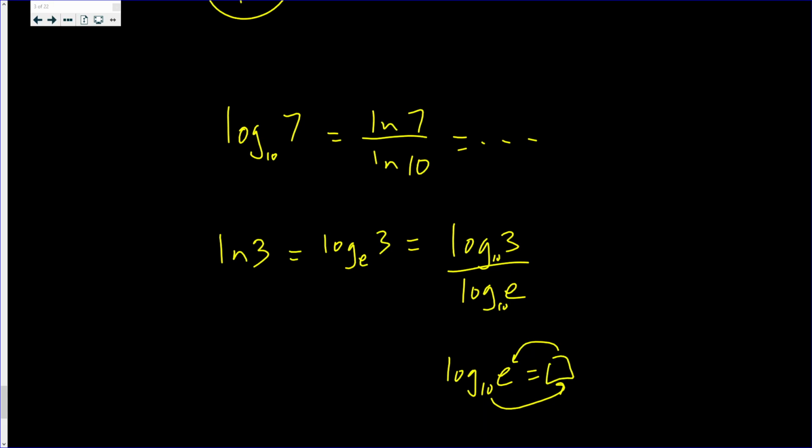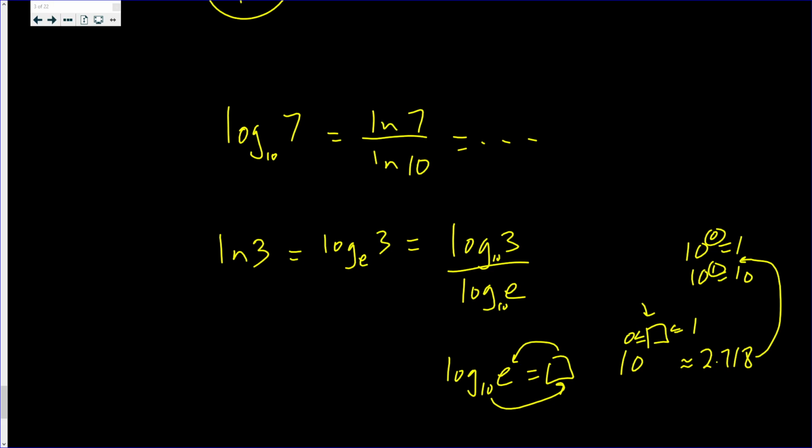I have no idea what to raise 10 to, to get approximately 2.718. Once again, 10 to the 0 is 1, 10 to the 1 is 10. This number is somewhere in the middle. So I guarantee you the power, whatever this number is, will be bigger than 0 and less than 1. I have no idea. Besides, that's not even the complete number. It goes on forever and ever. Okay, this finishes the section on laws of logs.